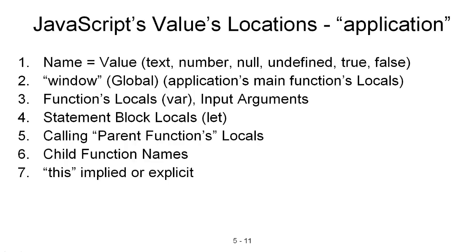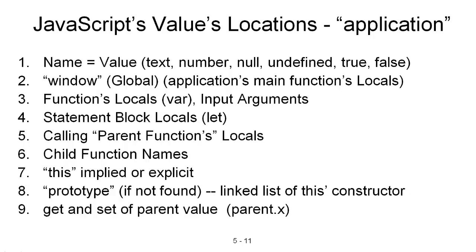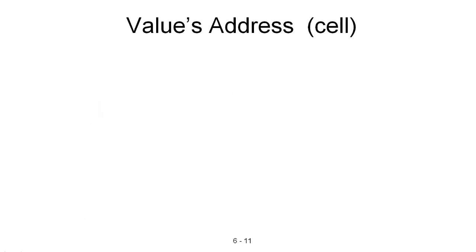And then we have the value of this, which is either implied or explicit. It's some hidden value that is passed to a particular name. And then prototype, which is if not found, is literally if we didn't find it in the above list of things, then it's a linked list of the constructor of this. And then we have a get and set parent values. We have the addresses of the value. I'm going to call it a cell, just something that contains the value and all the information related to it.